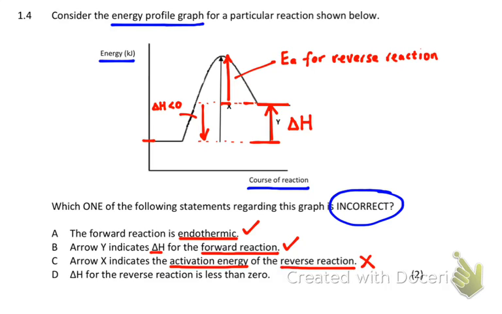The delta H for the reverse reaction is less than 0, and there you can see on the graph delta H for the reverse reaction goes down, so is indeed less than 0. So that one's correct, which means that C is the correct answer.